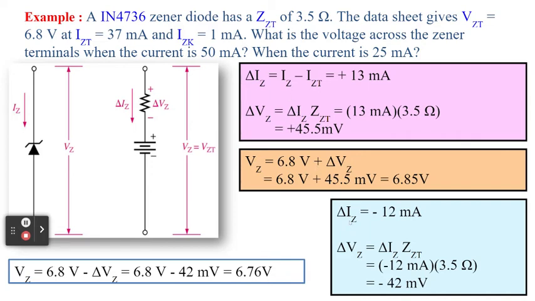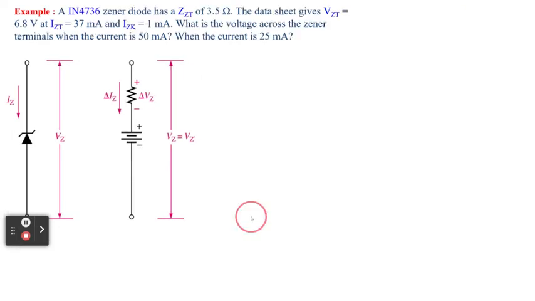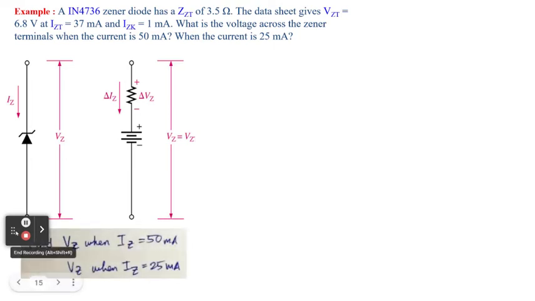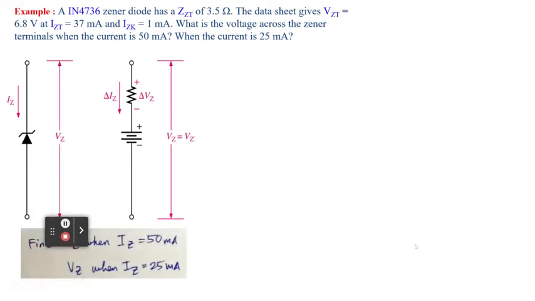On the other hand, the delta IZ equal to minus 12 milliampere, and the delta VZ equals to negative 42 millivolt. This case is for the current of 25 milliampere. So it will be better if we do it again, and this time I'll be writing my solution in our handwritten form. Let's see. I'll just move this one on the right side first.